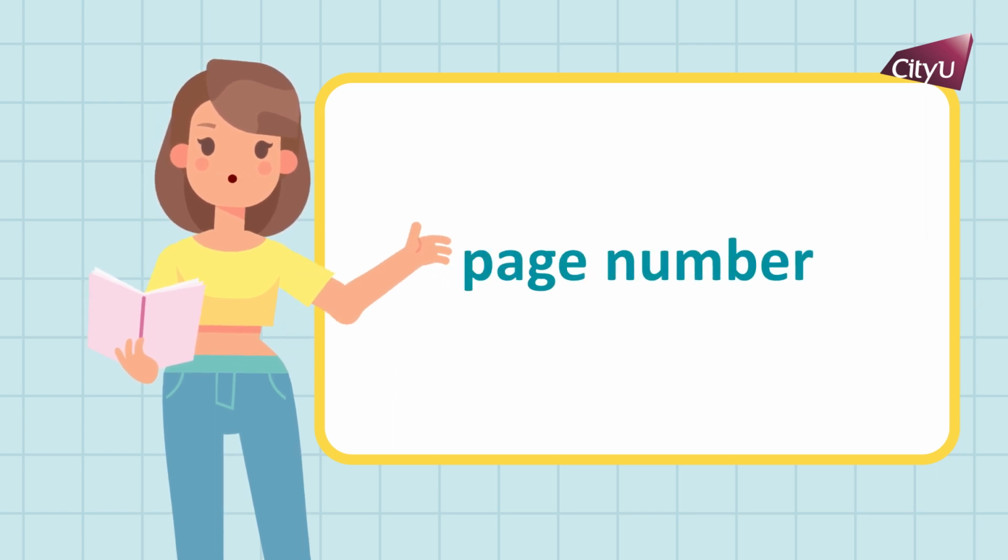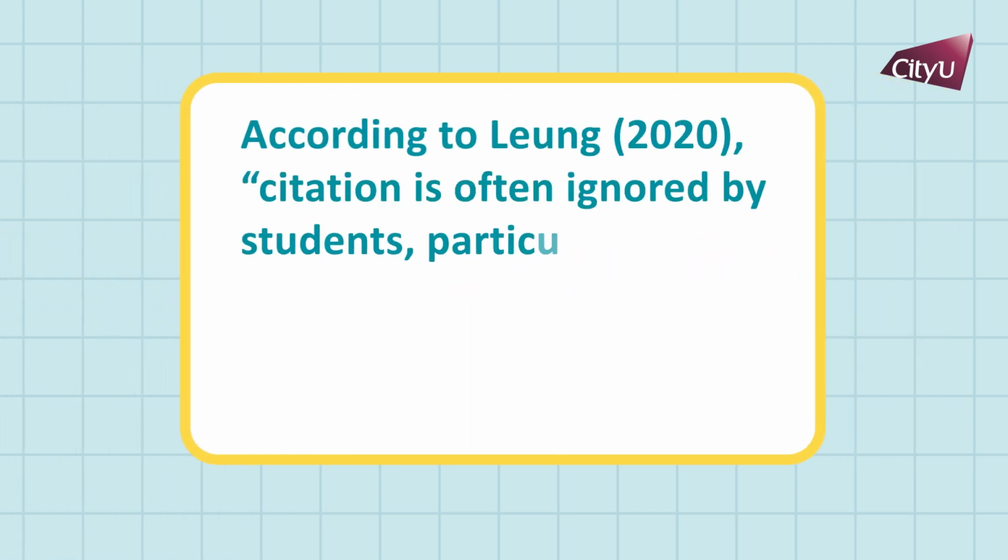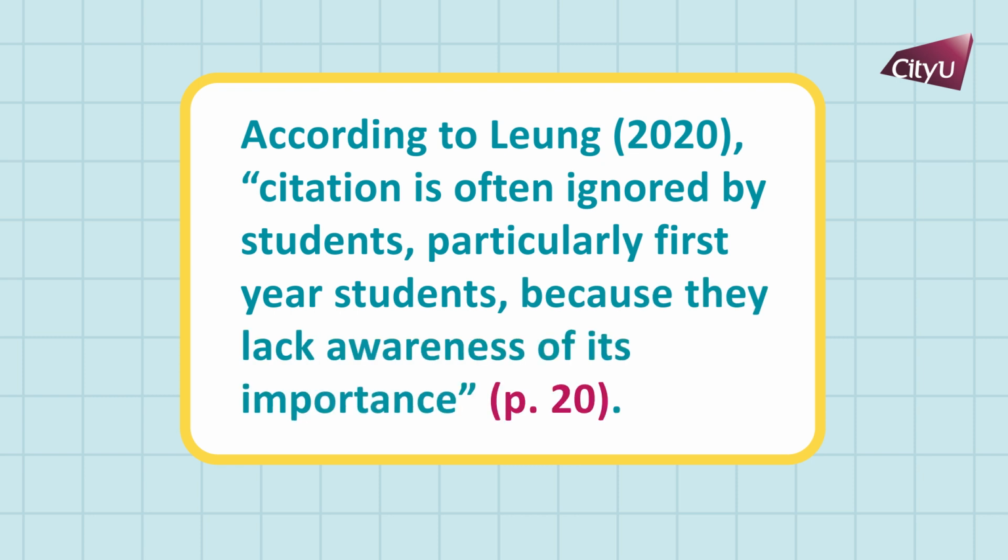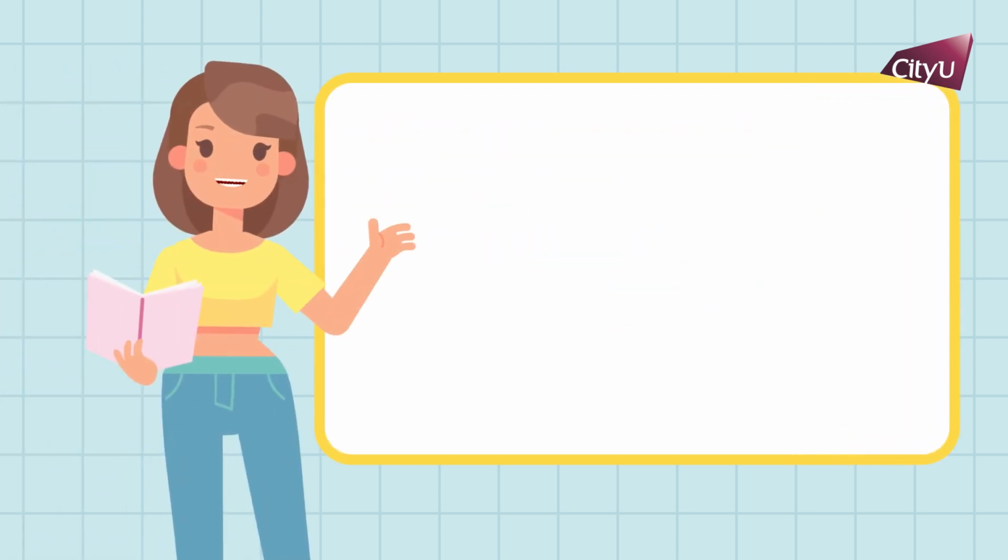Also, you need to include a page number if you are directly quoting a specific part of a source. According to Learn (2020), citation is often ignored by students, particularly first-year students, because they lack awareness of its importance (p. 20). A few more things should be noted when you use a direct quote.